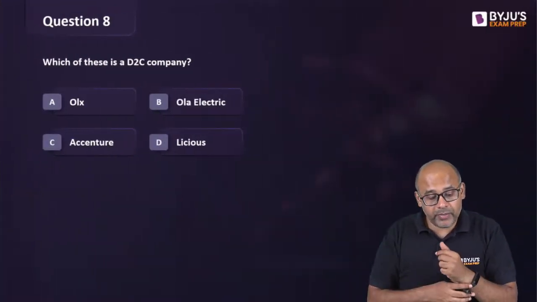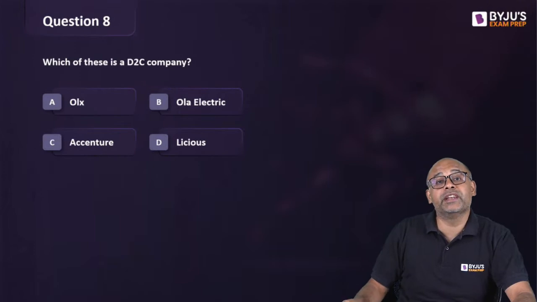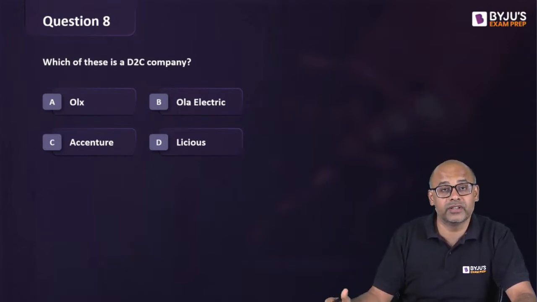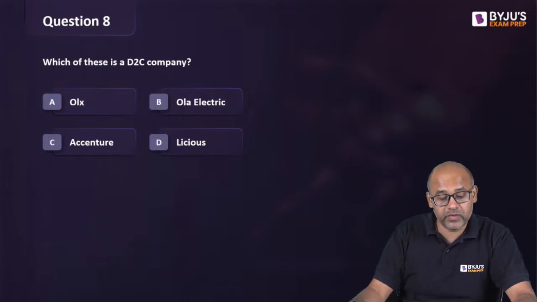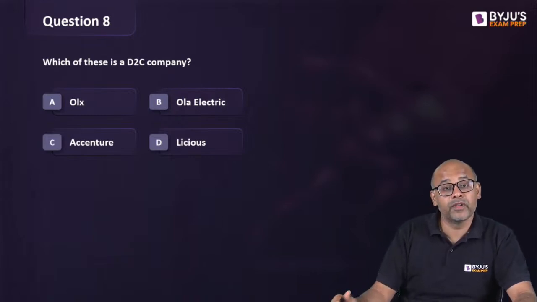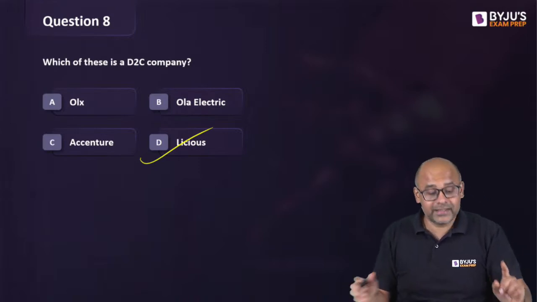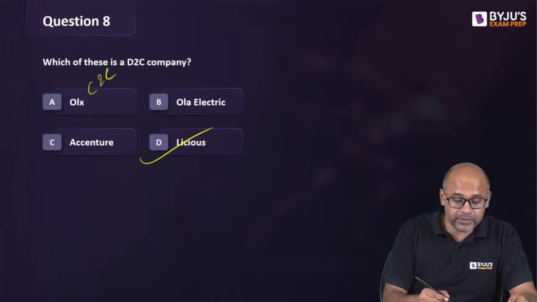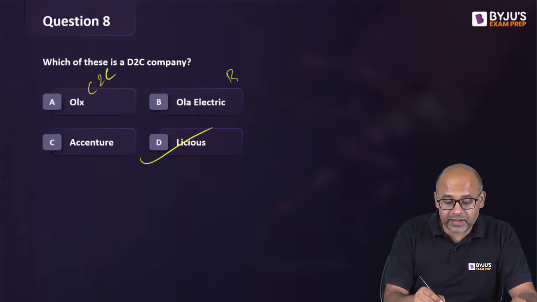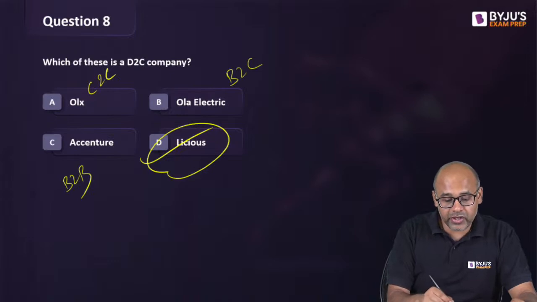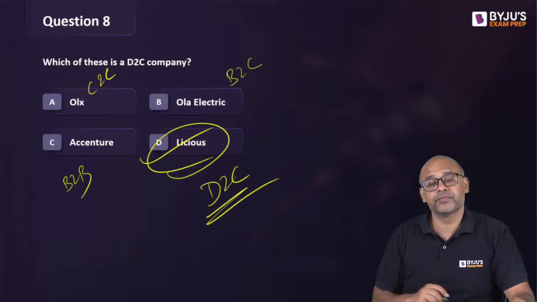Okay. Question number 8. Which of this is a D2C company? Direct to consumer or customer. Direct to customer company. Which one is this? Very good. The answer is Licious. OLX is what? Customer to customer. Ola Electric is business to customer. Accenture is business to business. Licious is direct to customer.